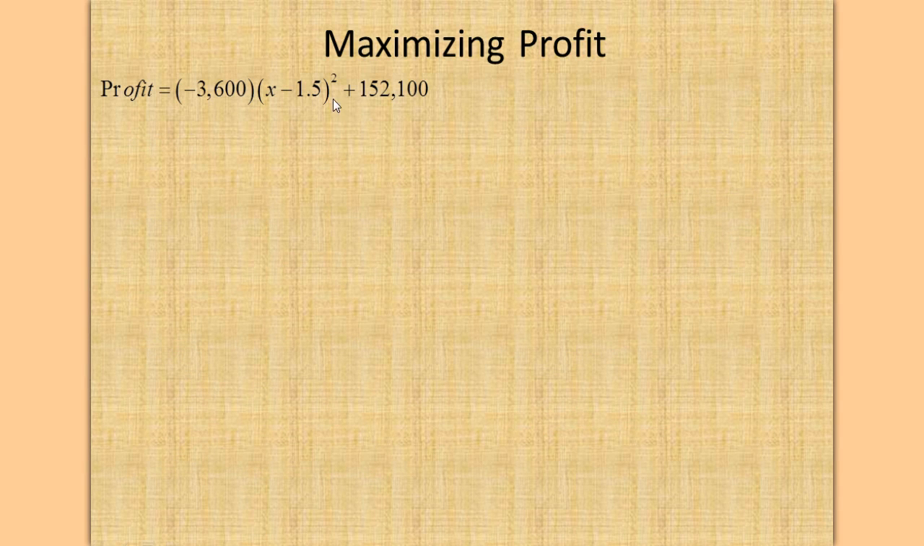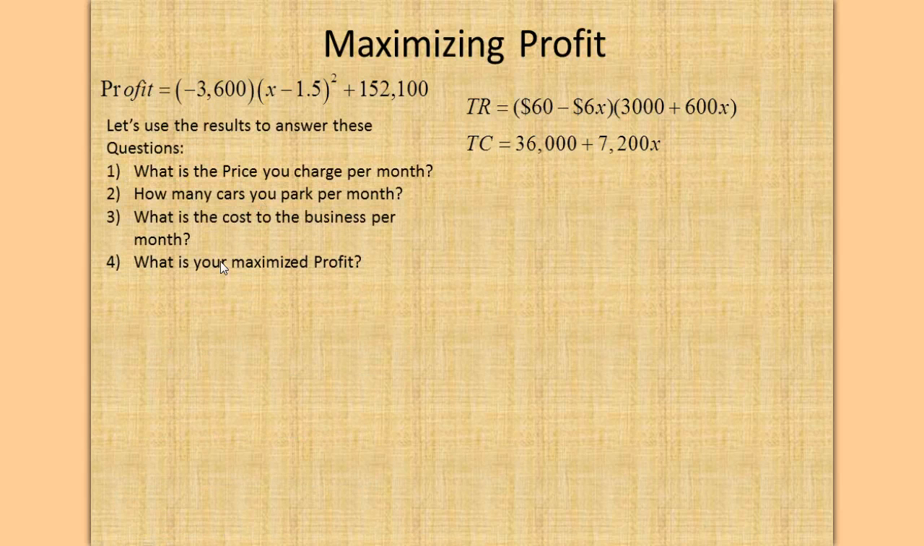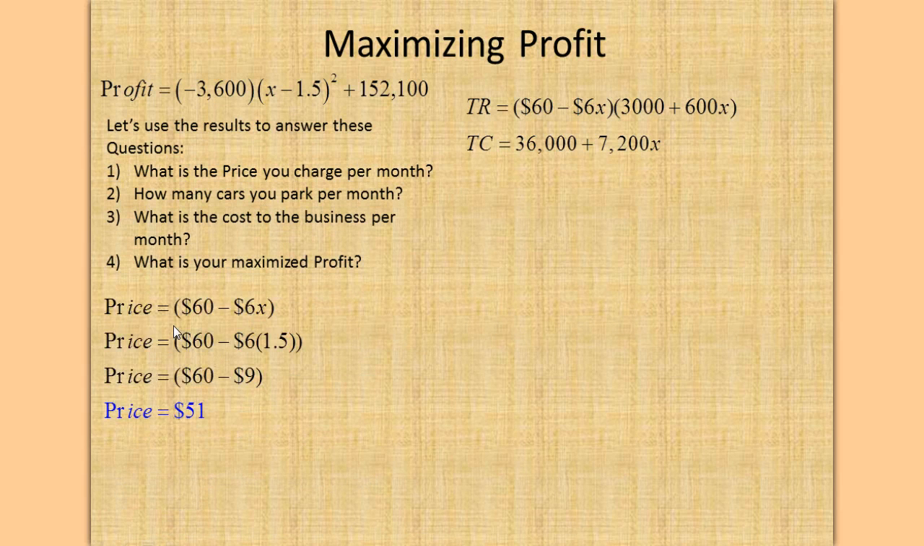Here's our maximized equation. Here is our total revenue and total cost. Okay, let's answer these questions. Price. What is price? Well, here's the price equation right there: 60 minus 6 times x. Well, x is 1.5. So 60 minus 6 times 1.5. 1.5 times 6 is 9, and 60 minus 9 is $51. So the price we charge is $51.